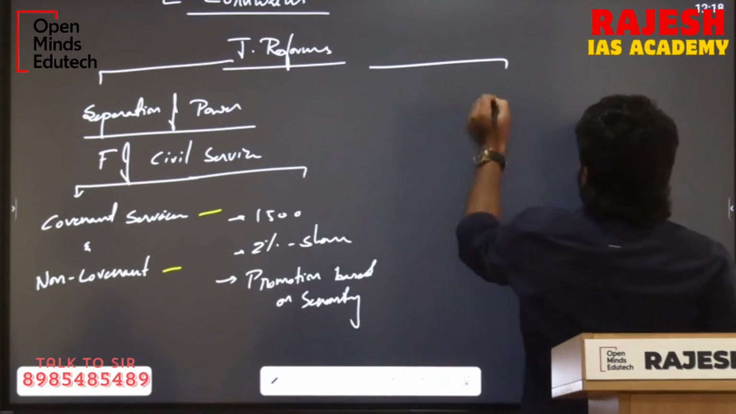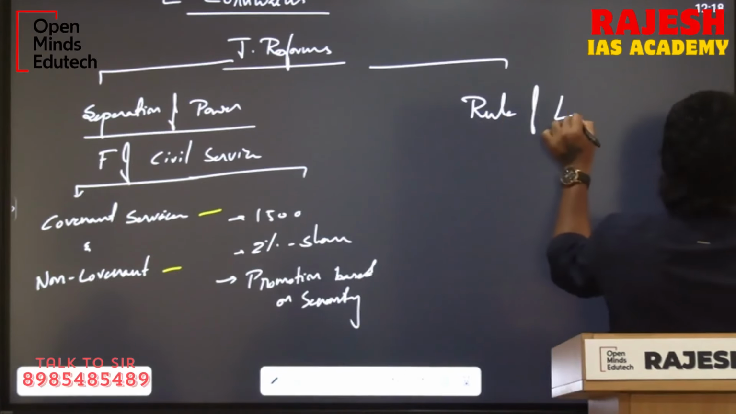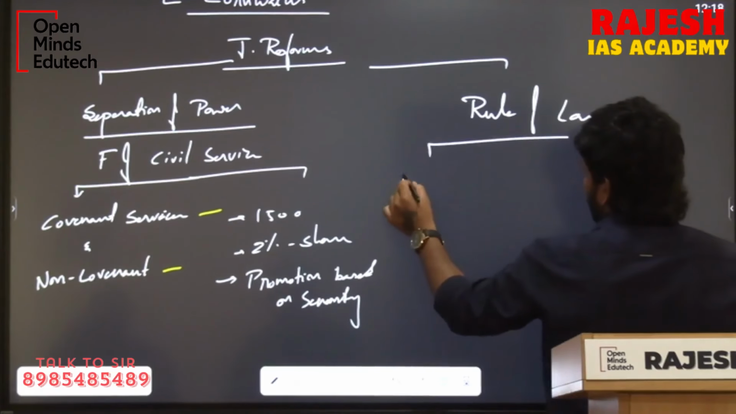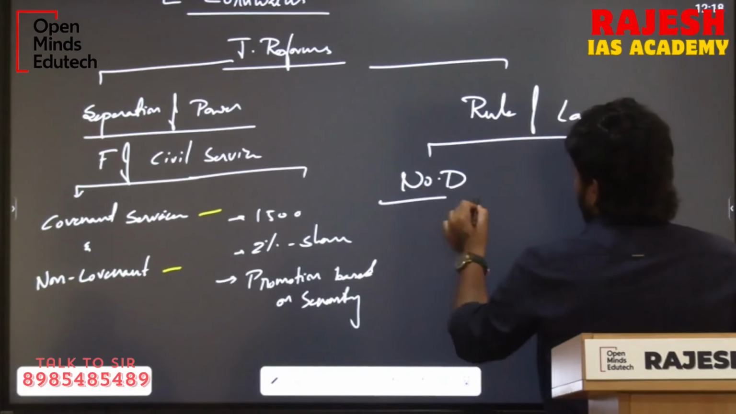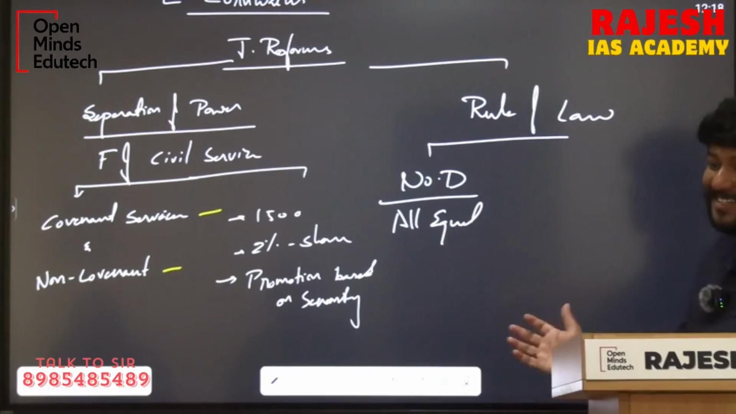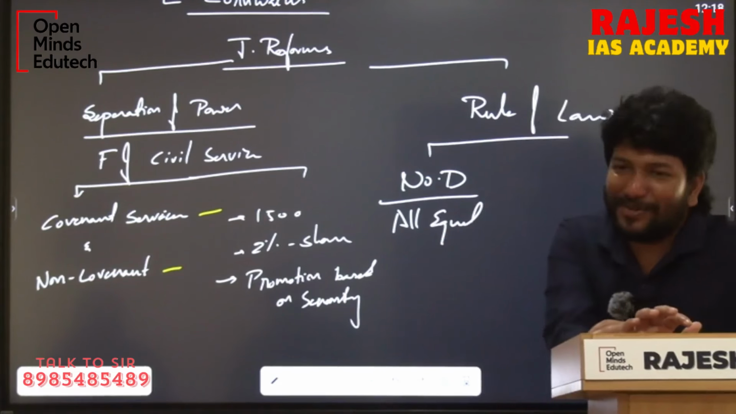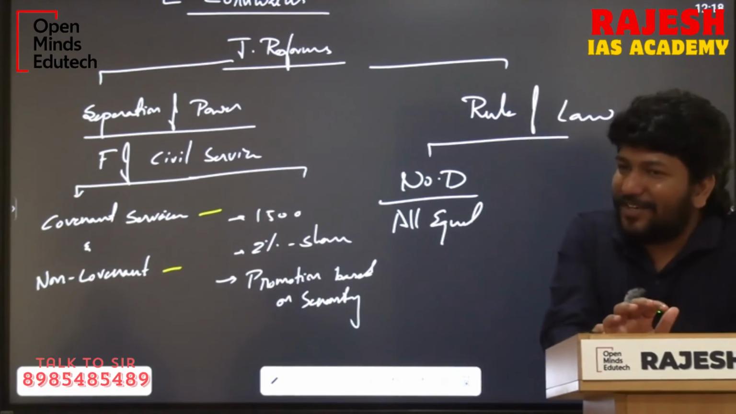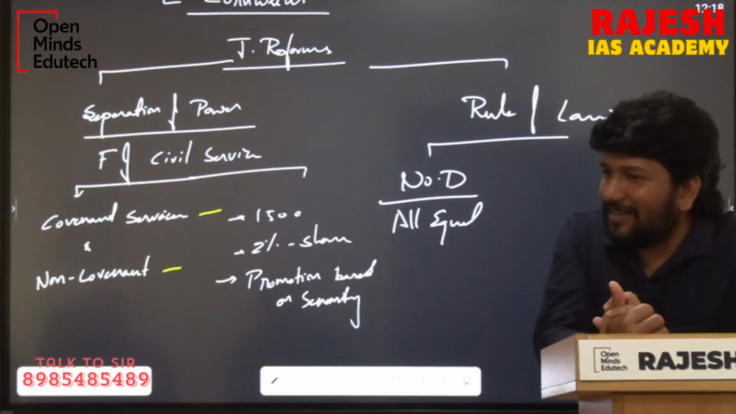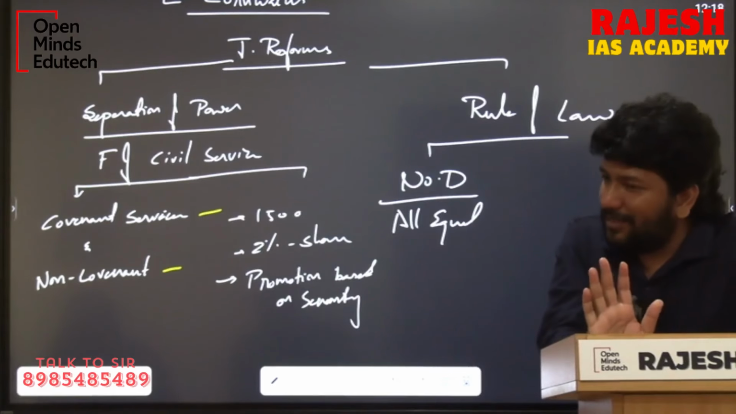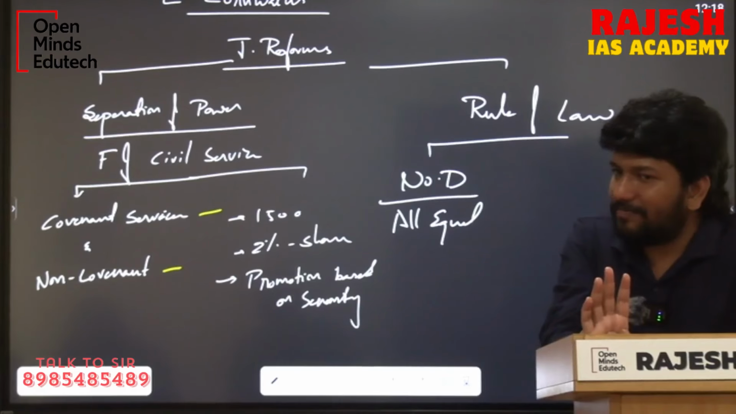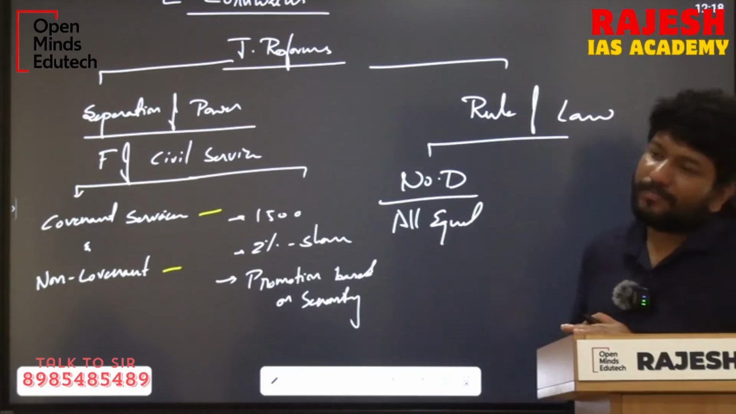So next one, rule of law. What is rule of law? No discrimination. All equal. They say that they introduced rule of law in India because of the caste discriminations in India. See, in theory, you write in theory, they introduced rule of law that all are equal, no discrimination. There is no court fee.